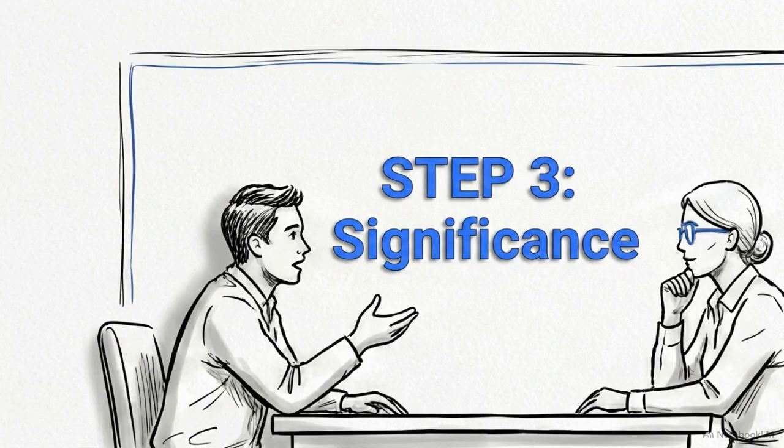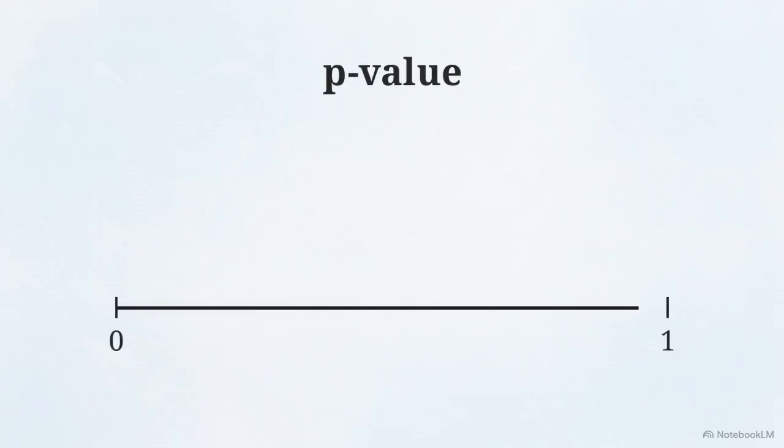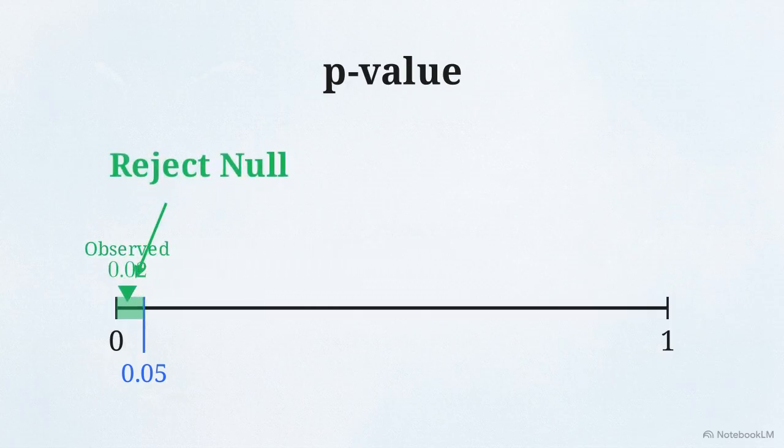With that intuition established, we reach step 3. This is where we finally introduce the actual math, starting with the basic scale. Explain that a p-value is always a number between 0 and 1. Then introduce the threshold. If the p-value is less than 0.05, our observed data is highly unlikely under the null hypothesis. Therefore, we reject that baseline assumption.